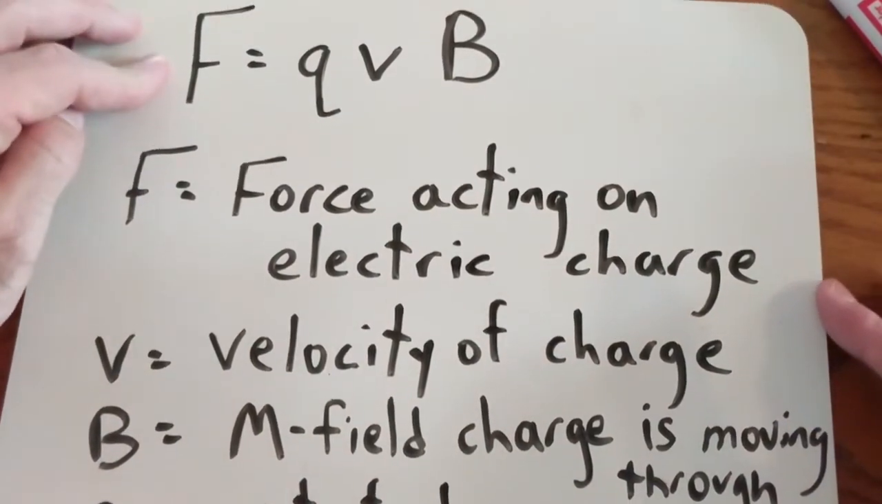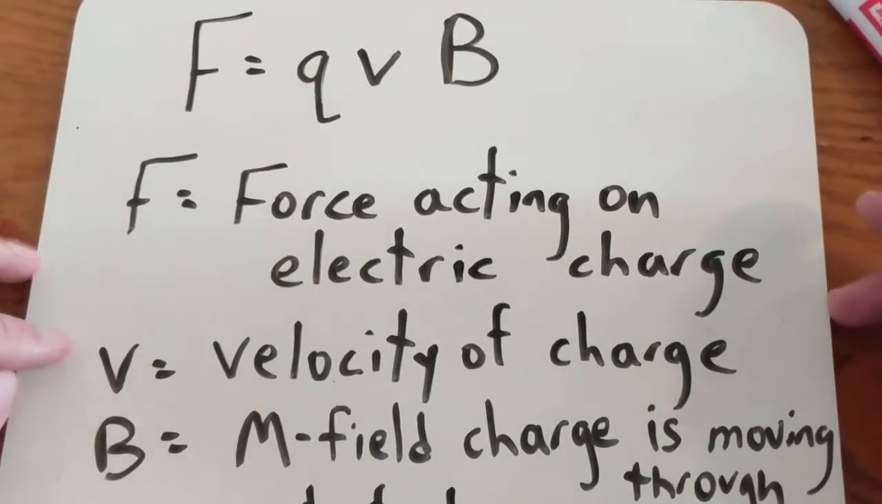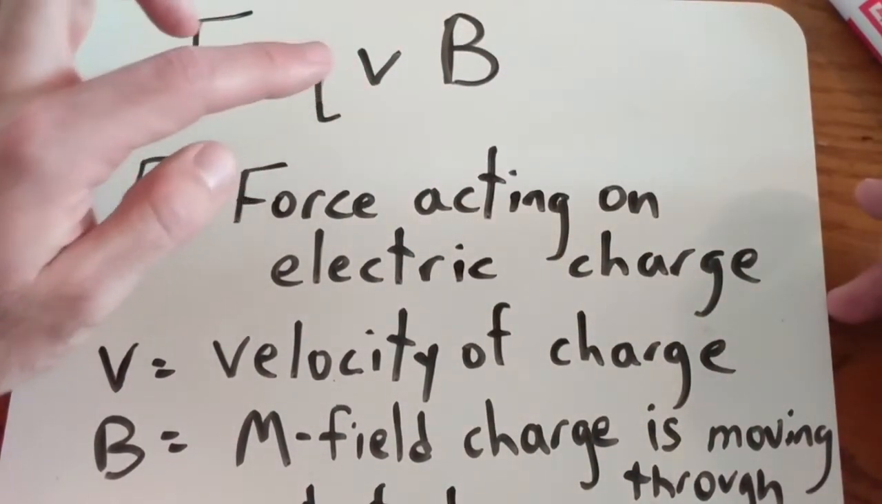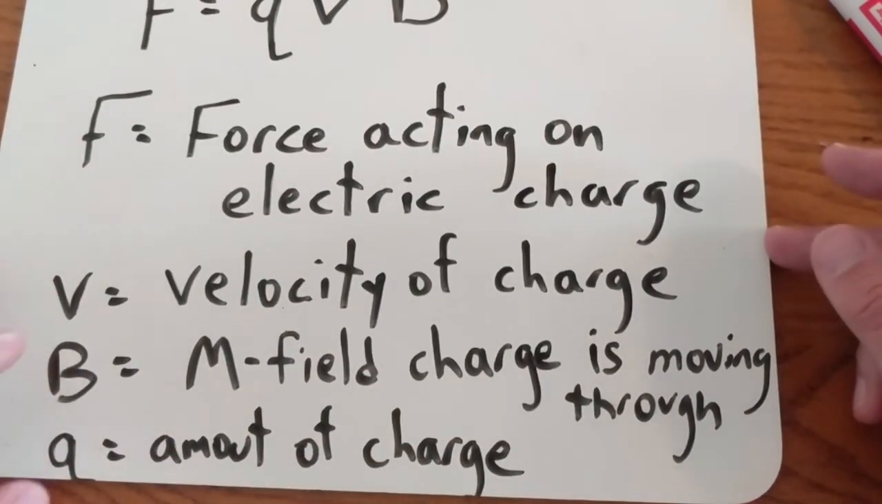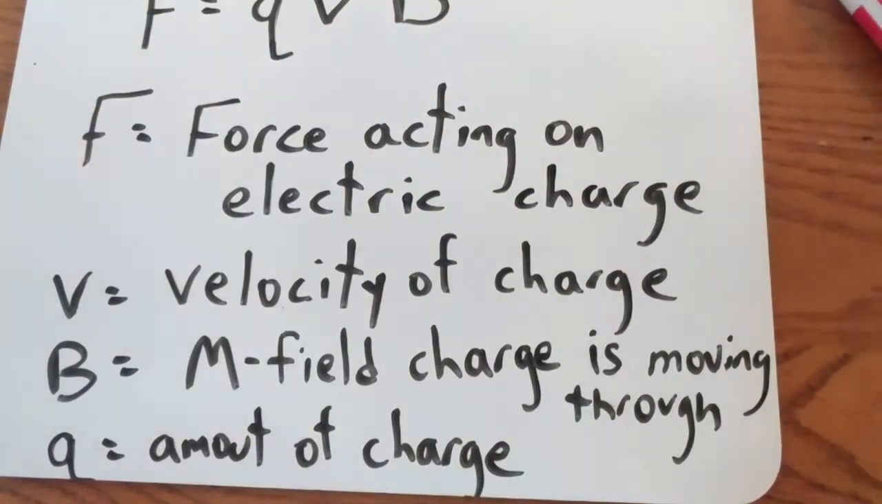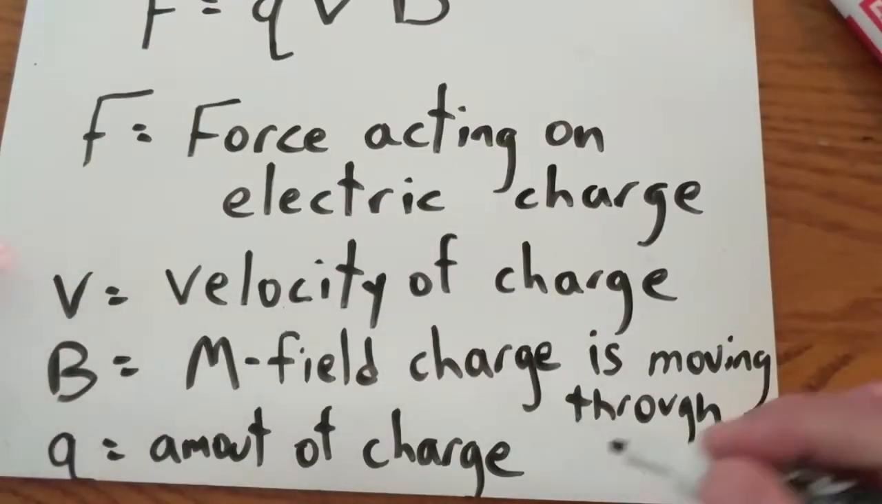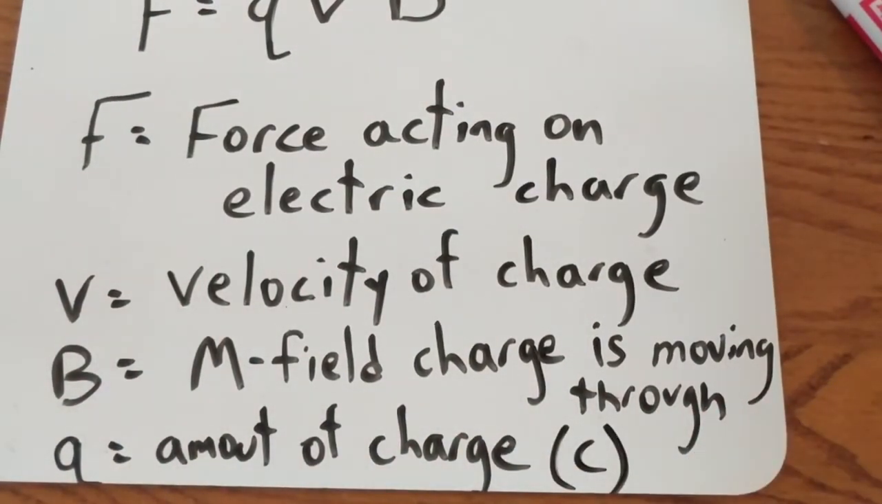F is the force that's acting on the charge. V is the velocity of the charge. B is the magnetic field that the charge is moving through. And Q is from our electricity stuff, where it's the amount of charge. And remember, that is in coulombs, which is capital C. So let's look at an example problem and put these things into play.